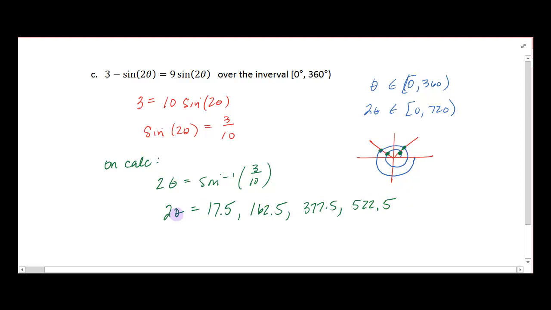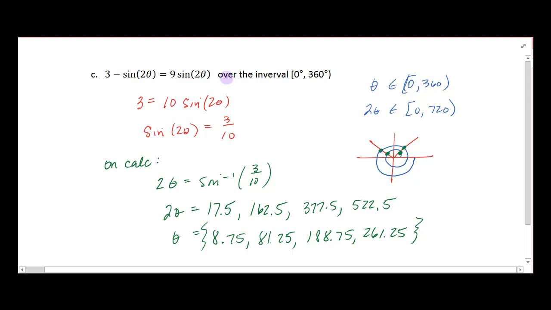But because I need to solve for just theta, I'm going to divide all 4 of these angles by 2, giving me 8.75 for the first angle, 81.25 for the second angle, 188.75 for the third angle, and 261.25 for the fourth angle. And those are the 4 angles on the interval between 0 and 360 for theta. That would be the solution to this problem.